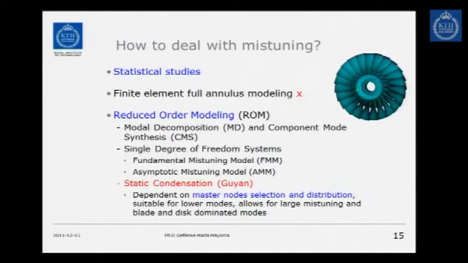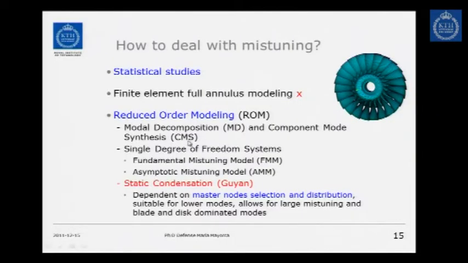So how to deal with mistuning? Well, I mentioned that you have to do statistical studies because you don't know your distribution pattern of mistuning or its strength. If you do the full finite element model, this is very expensive, so you could not really do this in a feasible time. So many reduced order models are used. I list here the most common ones: modal decomposition and component mode synthesis. These two manage to reassemble the complete blisk on the basis of mode shapes from the tuned case, with some perturbations.